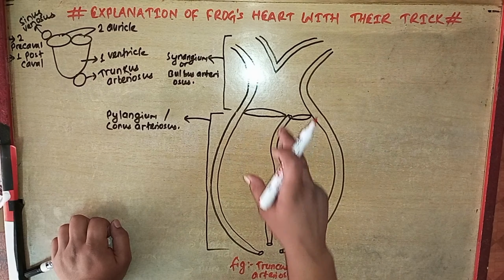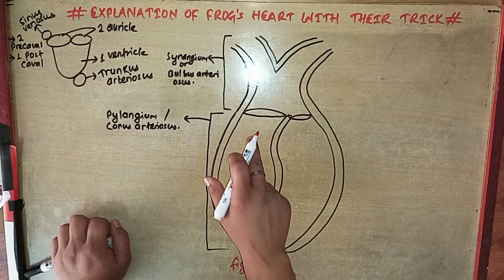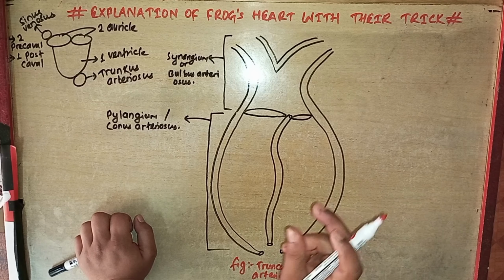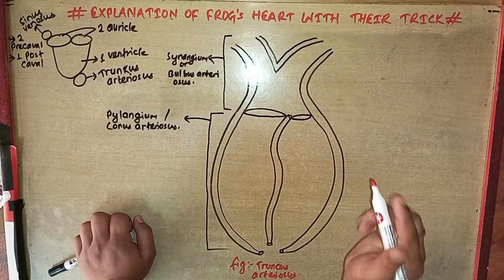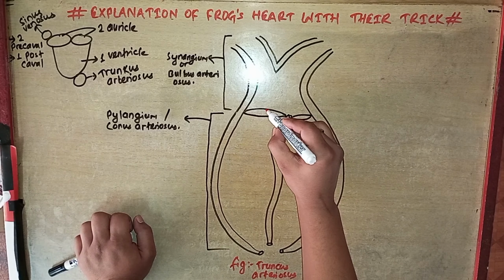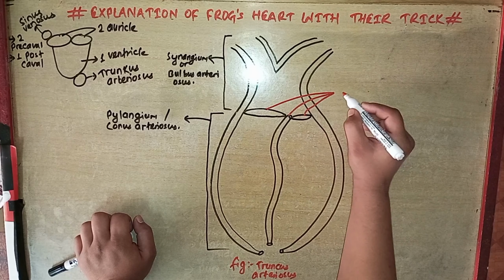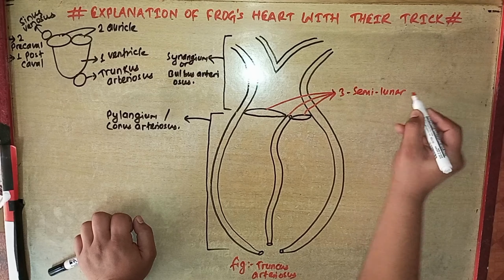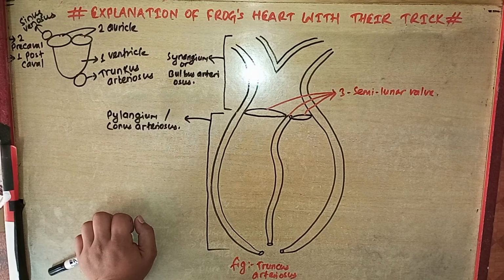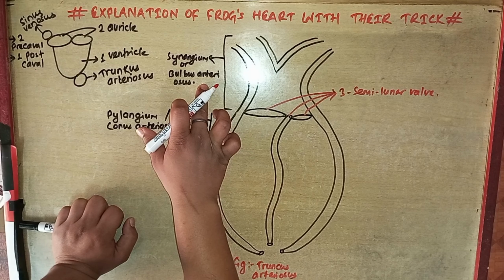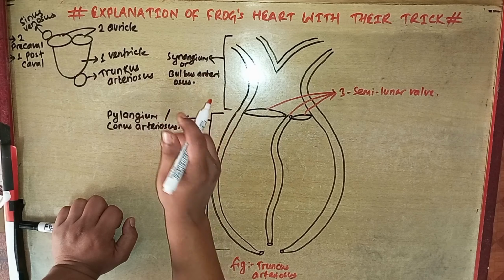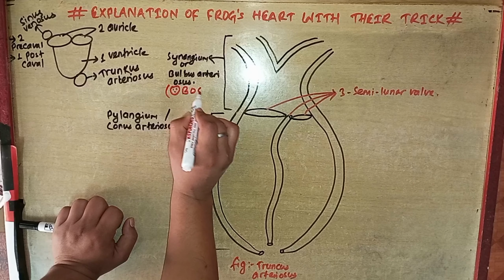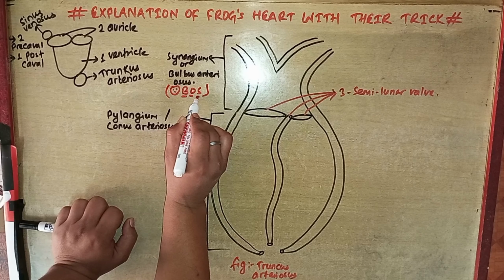So earlier I have provided that this truncus arteriosus is divided into synangium and phalangium by semilunar valves. But I haven't provided how many semilunar valves are present. So synangium and phalangium are divided by 3 semilunar valves. And synangium is also called bulbus arteriosus or ventral aorta. To remember the name of synangium, I had provided a trick, and the trick was BOS: bulbus arteriosus, ventral aorta, synangium.